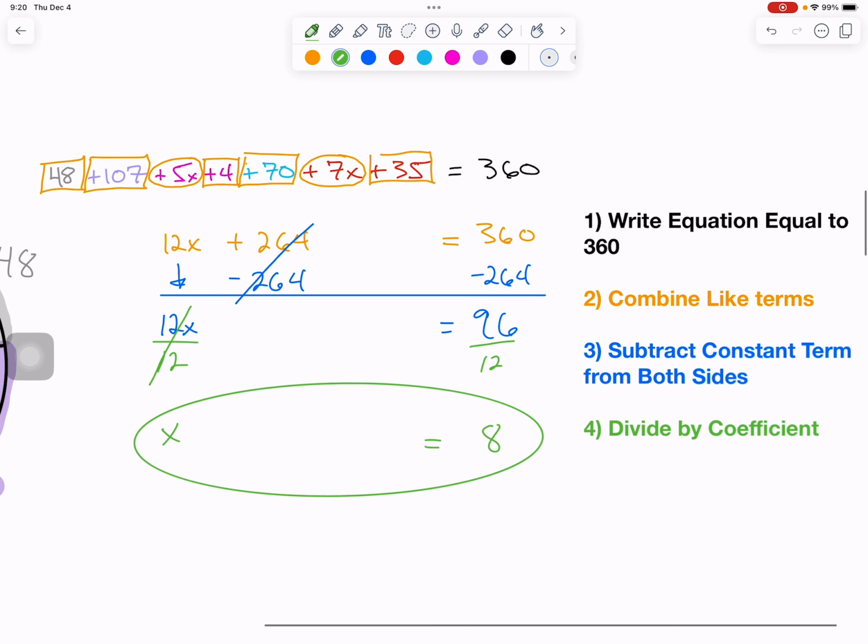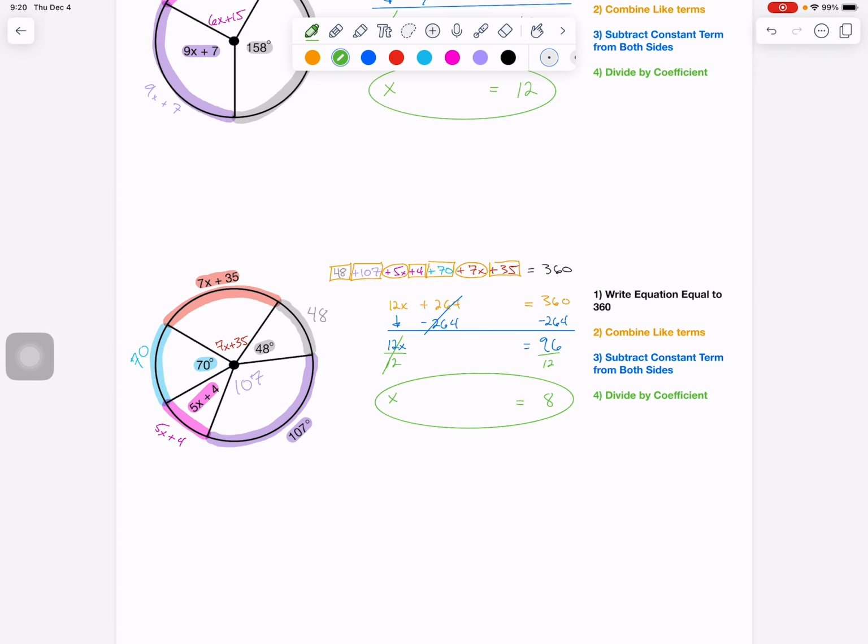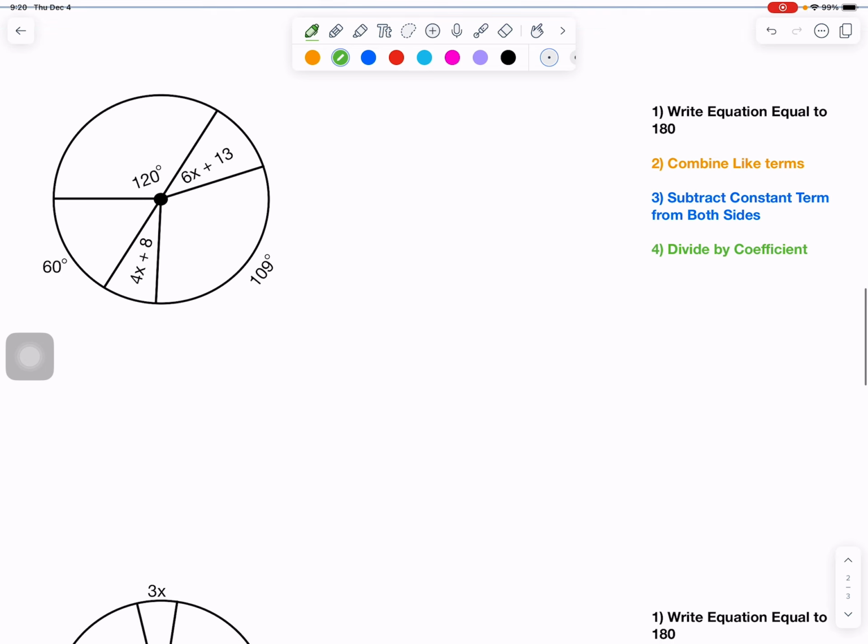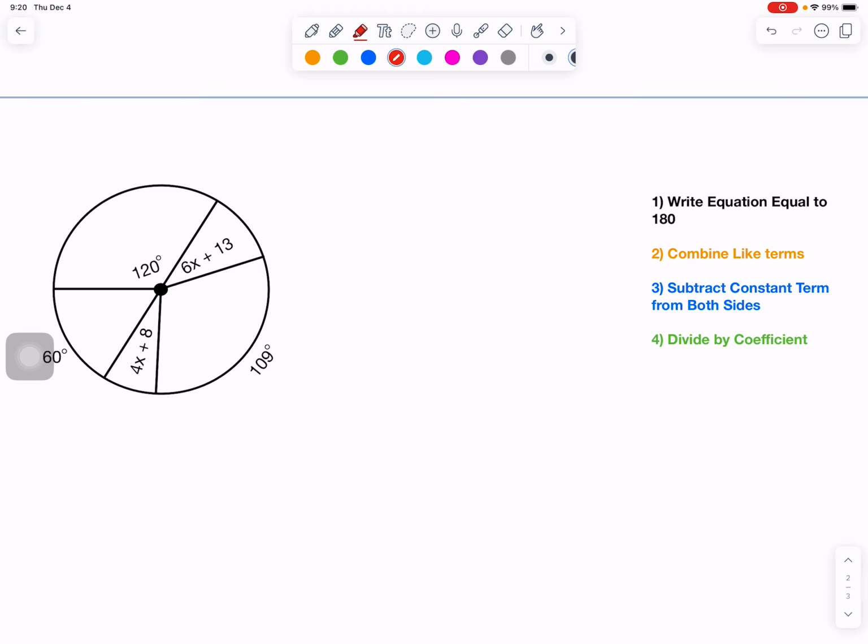If you're taking notes at home, guys, yes, our setup and our solve should look exactly like this. Build your confidence with it. Moving forward, I did something a little different because if we know that, well, an entire circle here equals 360 degrees, our pizza, well, guess what?